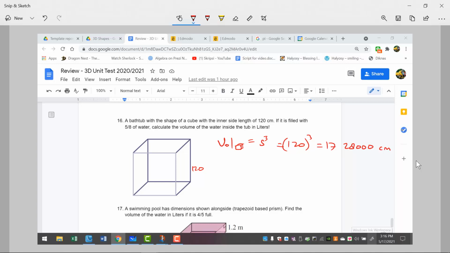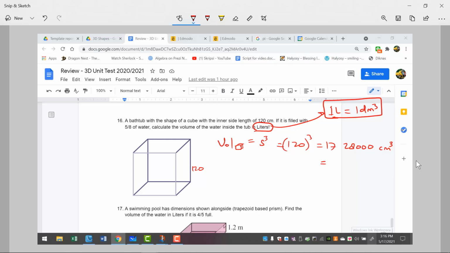120 to the power of 3 is equal to 1,728,000 centimeters cubed. Remember, units really are important because the question asks you to convert that into liters. And in here, guys, 1 liter is equal to 1 decimeter cubed. Please keep this in mind, it is very important. You can convert this to liters first, or multiply by 5/8 first. It's up to you. I'm going to make this into decimeters first.